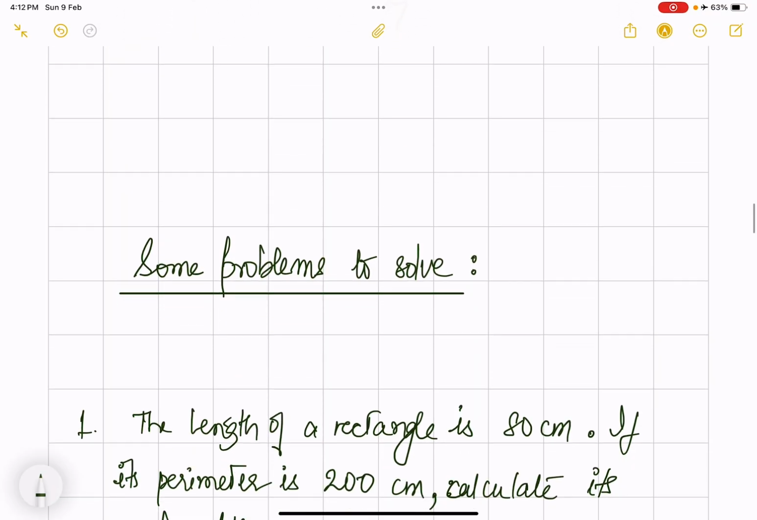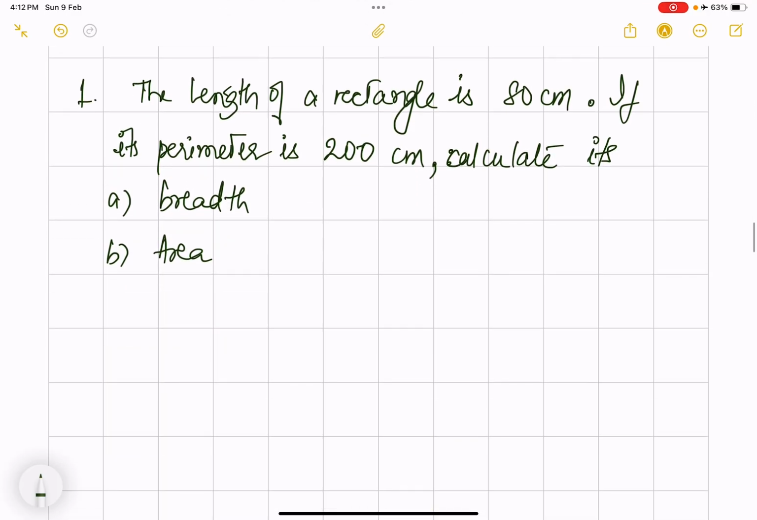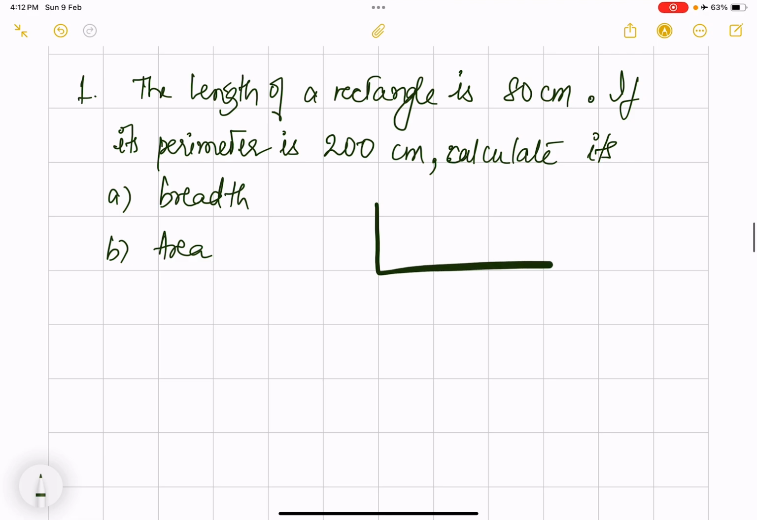Okay, now let's solve some problems. The first one is, the length of a rectangle is 80 centimeter. If its perimeter is 200 centimeter, calculate its breadth and area. Let's draw a rough figure first.